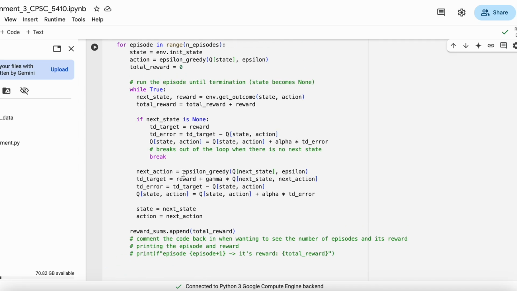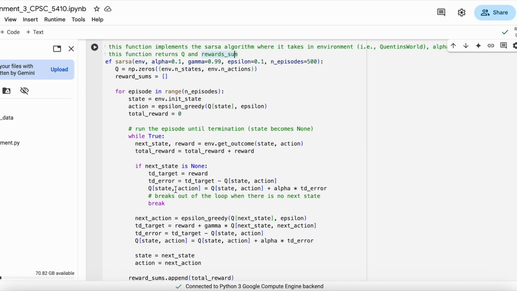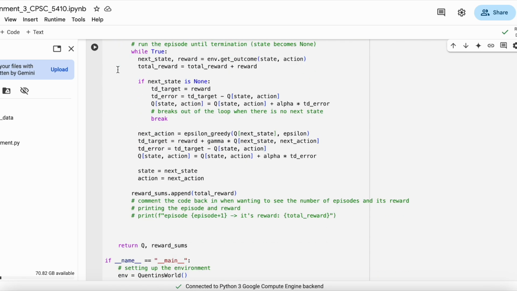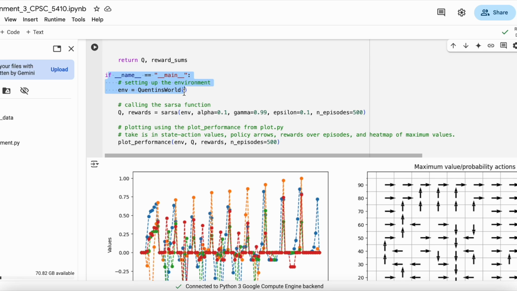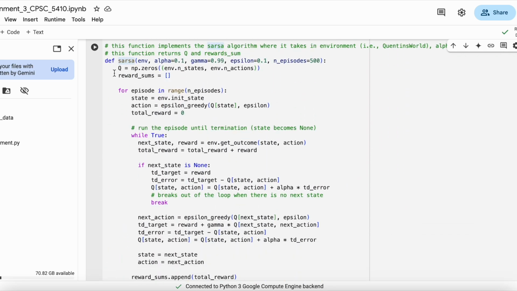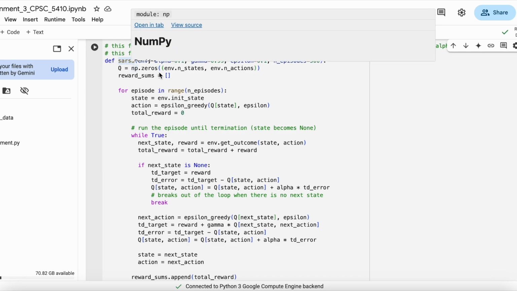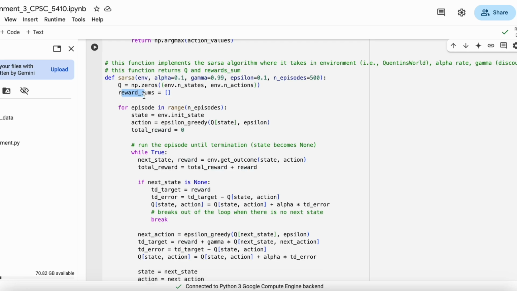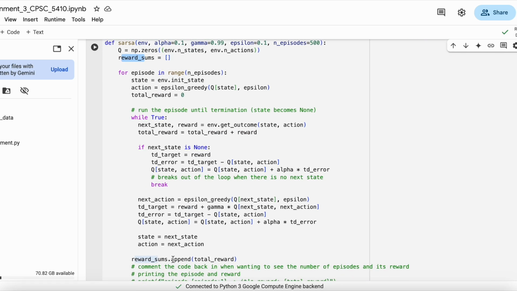We call this SARSA algorithm from this part. First we initialize the environment, then we call the SARSA function, and then this is us plotting it. Let me briefly explain what this does. Like I said, Q is the state-action value function, and we use NumPy, taking those two, the state and the action. Then we have this empty reward array, which gets added to later.